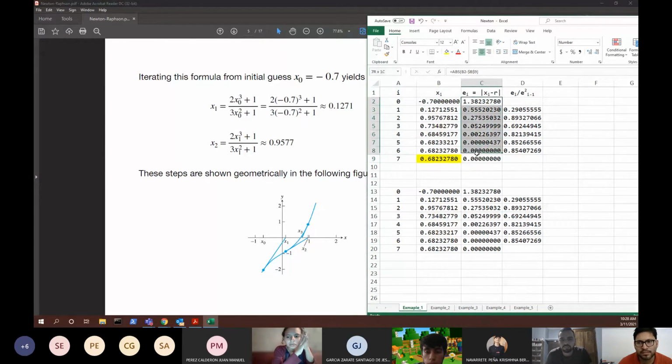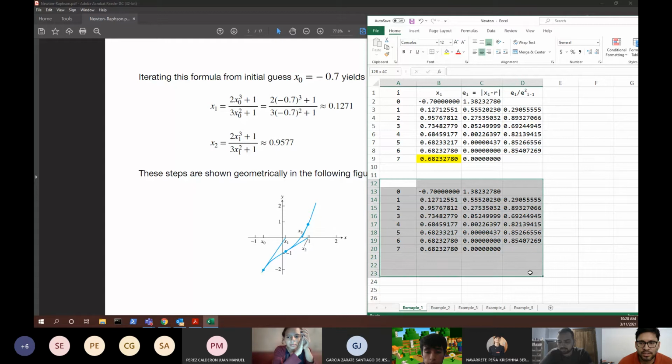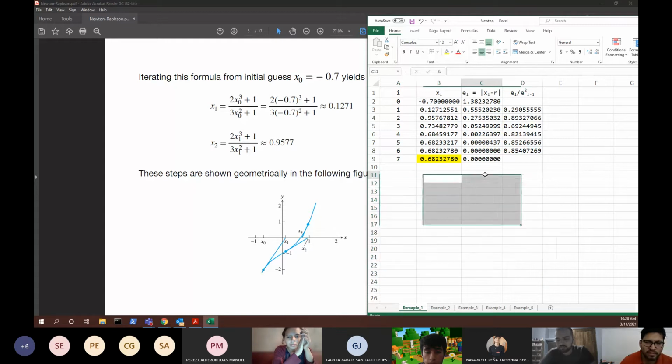And probably the error, because the error is decreasing. So you'll see that the error is actually decreased very, very fast. So did you get any question about this? Any questions about this process?